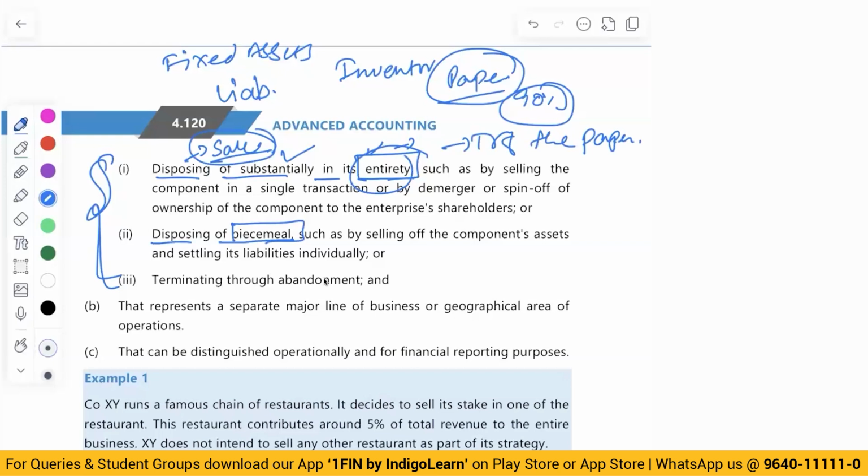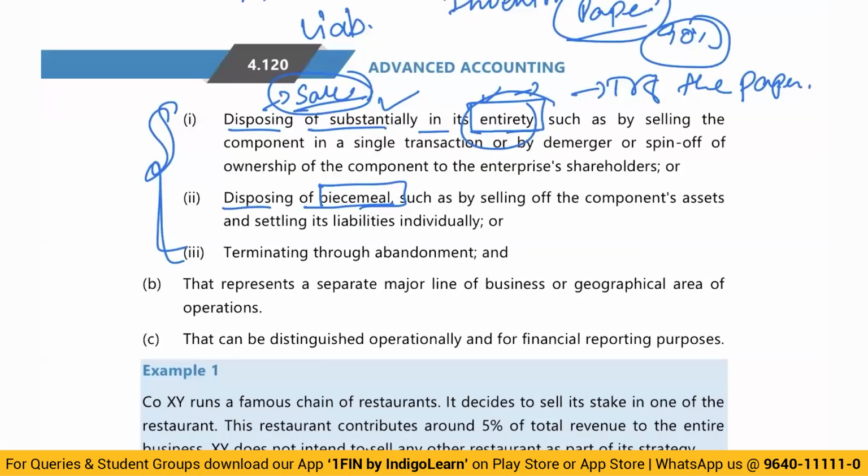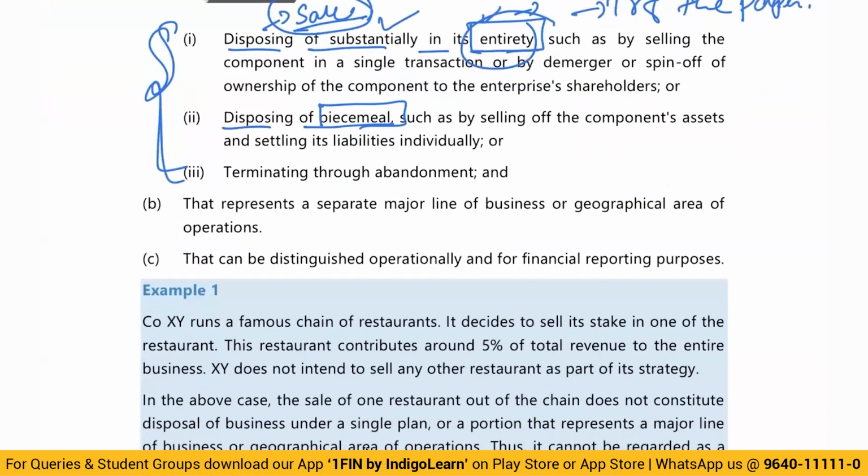Okay. And the last one is terminating through abandonment. Terminating through abandonment means I have just left it. You would see a lot of factories and all, they don't sell it off. They just leave it as it is. Okay. Why do they leave it as it is?